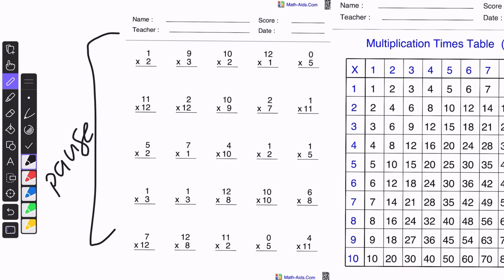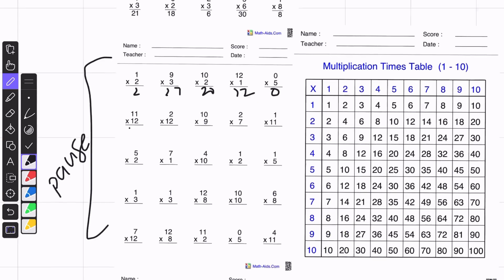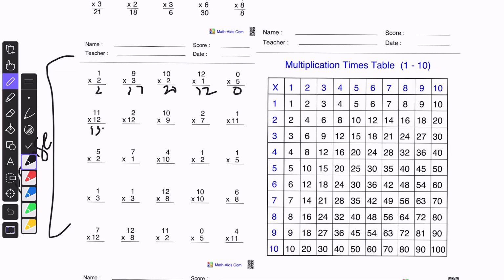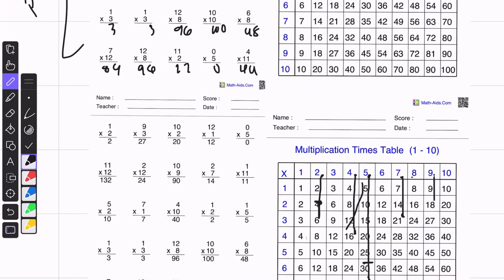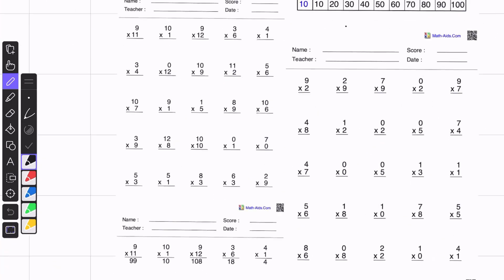Okay, so you guys should be done. 1 times 2 is 2, 27, 20, 12, 0, 132, 24, 90, 14, 11, 10, 7, 40, 2, 5, 3, 3, 96, 100, 48, 84, 96, 22, 0, and 44 should be our answers. There we go. That's what we got.